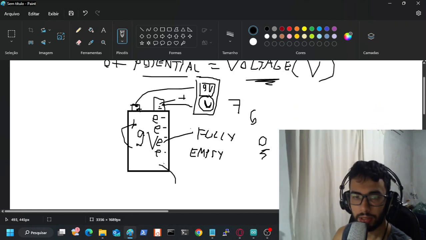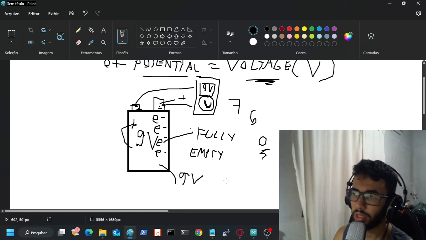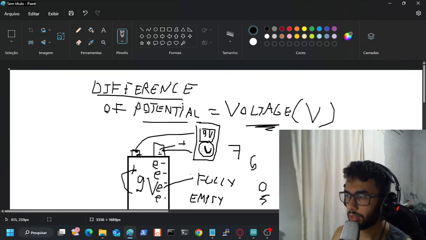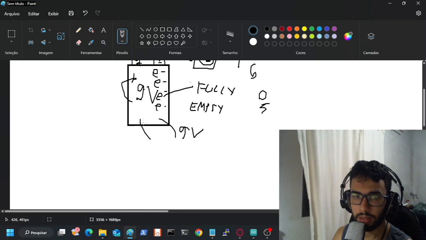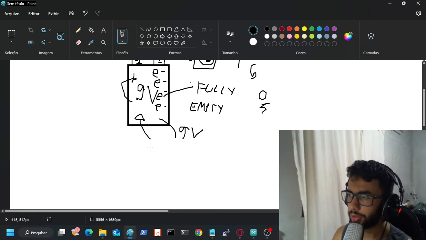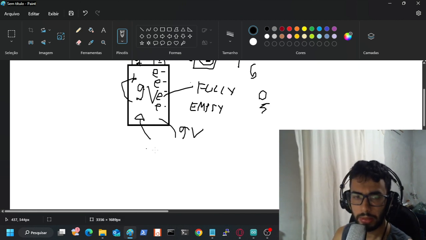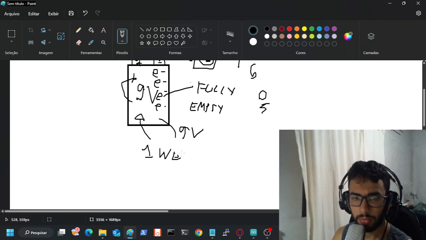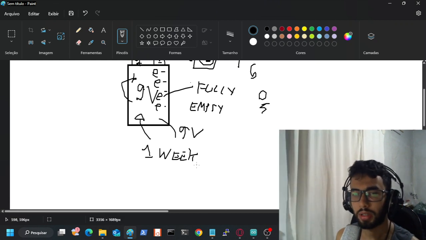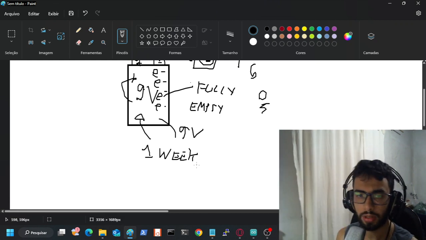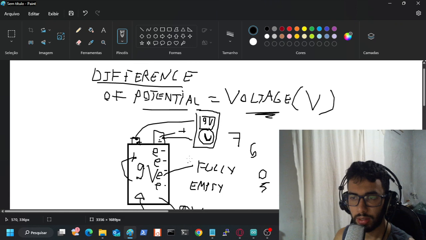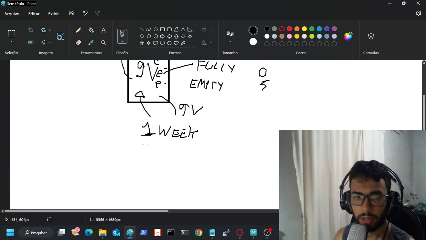I'm considering this is a 9 volt battery that usually can't be charged anymore. You can only use it one time. The duration of this battery can be up to 1 week. It depends on your equipment. If you are using it to turn on a radio or something different like a remote controller, it can be used for a long time.